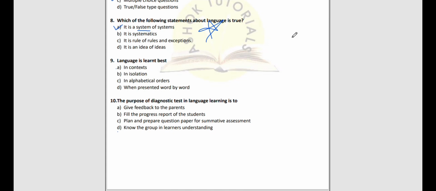Now let's go to the next question, question number 9. Language is learned best in which way? What is the proper way of learning a language? In contexts, in isolation, in alphabetical order, or when presented word by word? Which is the correct way? Please pause the video and answer. The correct answer here is option A, that is, in contexts.